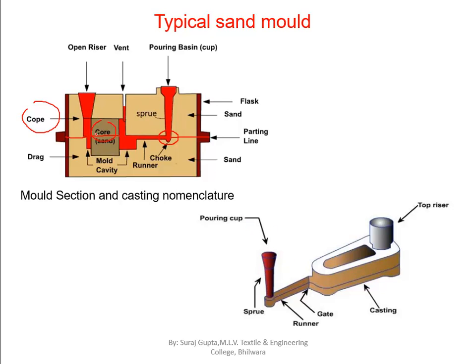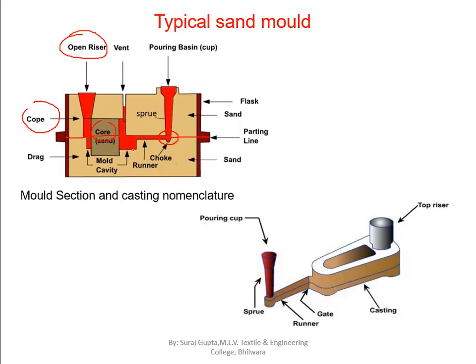So we can see in this example, the liquid metal is poured into this and fills this space, and this space will not be filled because the core sand is used to make the hollow part in the product. This space will also be filled by liquid metal, and this riser will also be filled, to ensure how much liquid has been filled in this space. This is known as the riser.